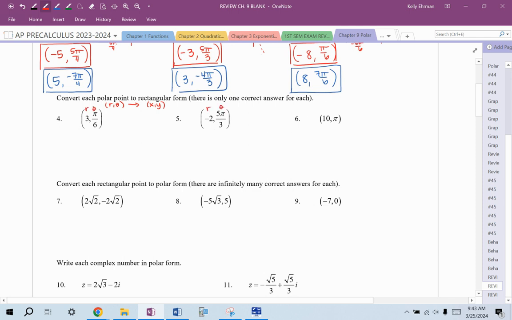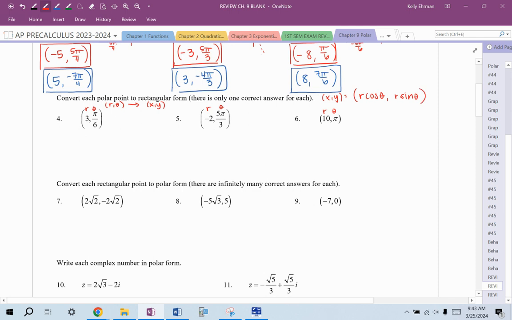How do you get an x and a y out of an r and a theta? Part of this chapter is really just memorizing a couple of formulas and a couple of relationships. So if you're given r and theta, write this down: x is r cosine theta and y is r sine theta.